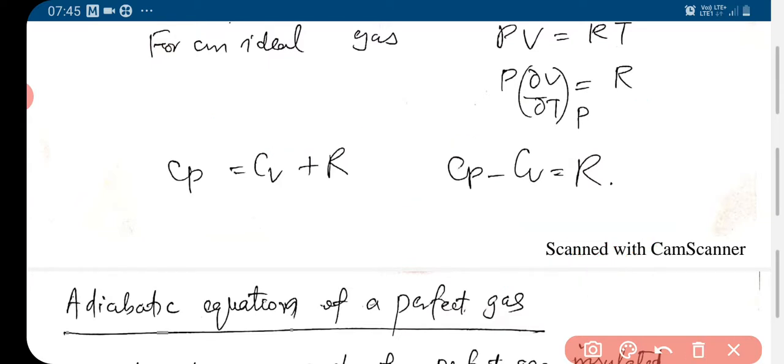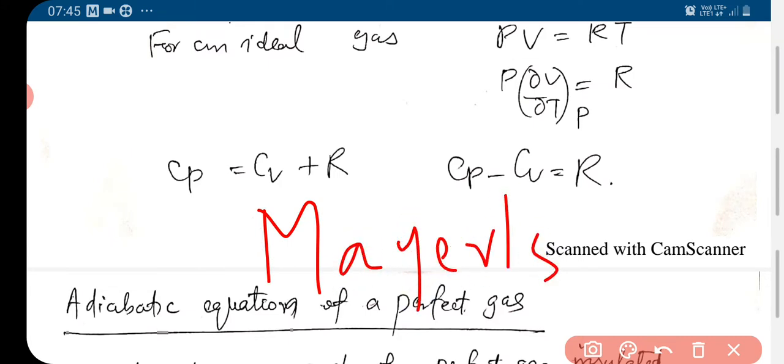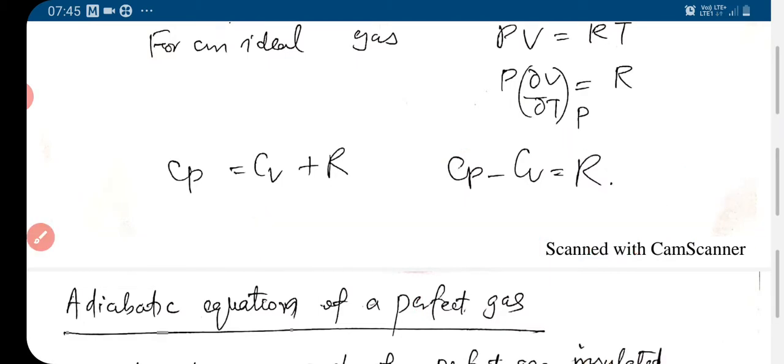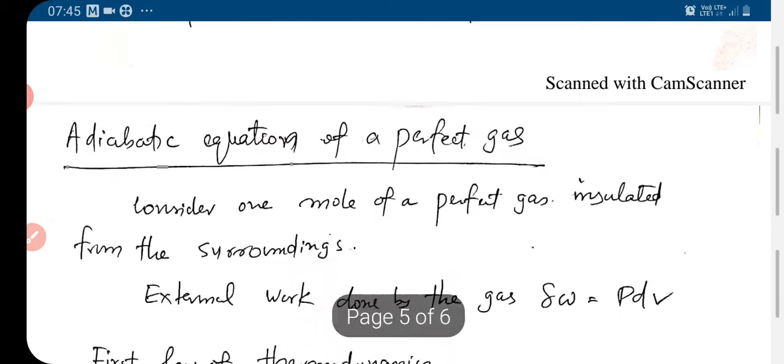Mayer's relation, Cp minus Cv equal to R, holds only for an ideal gas. But generally, Cp is always greater than Cv.